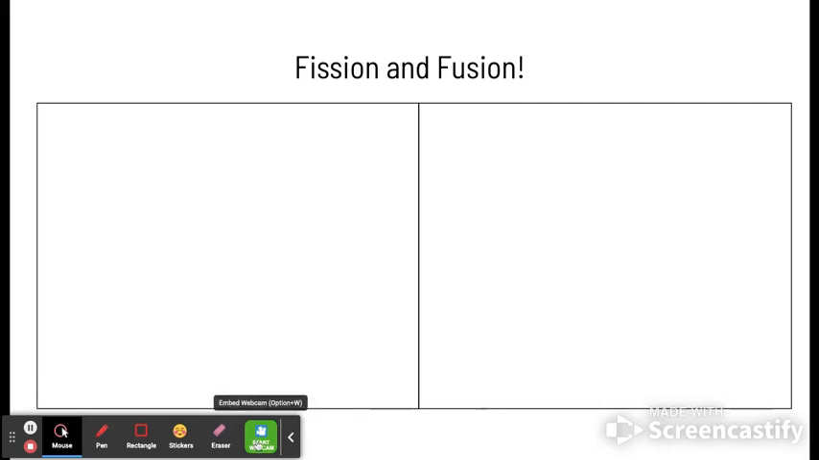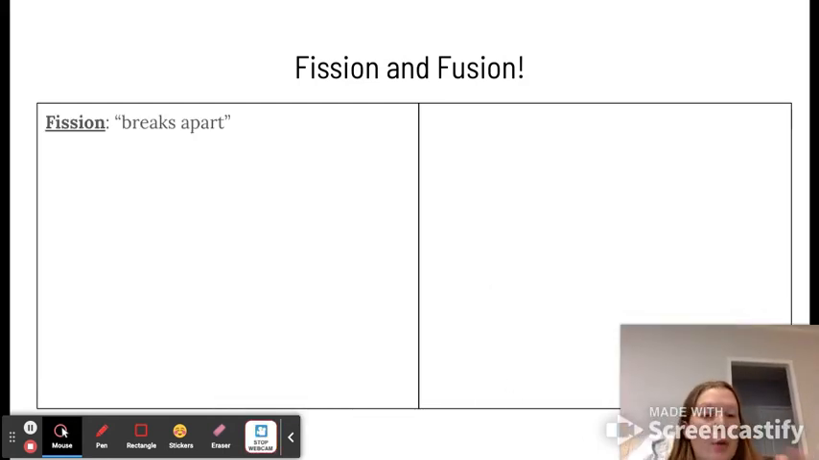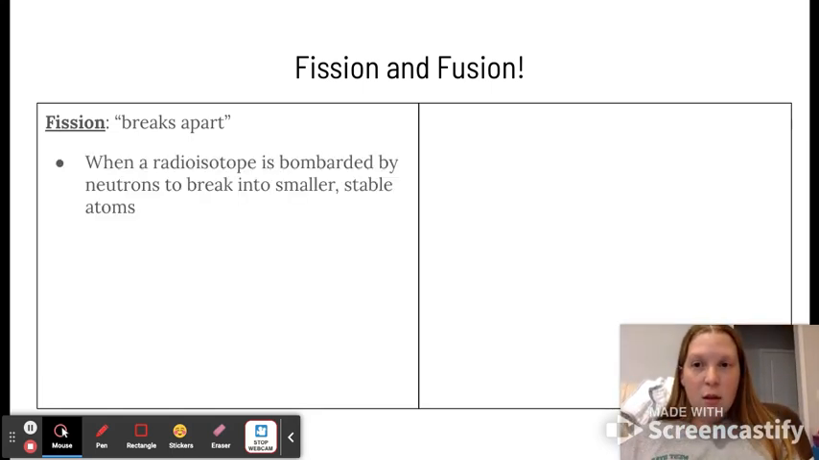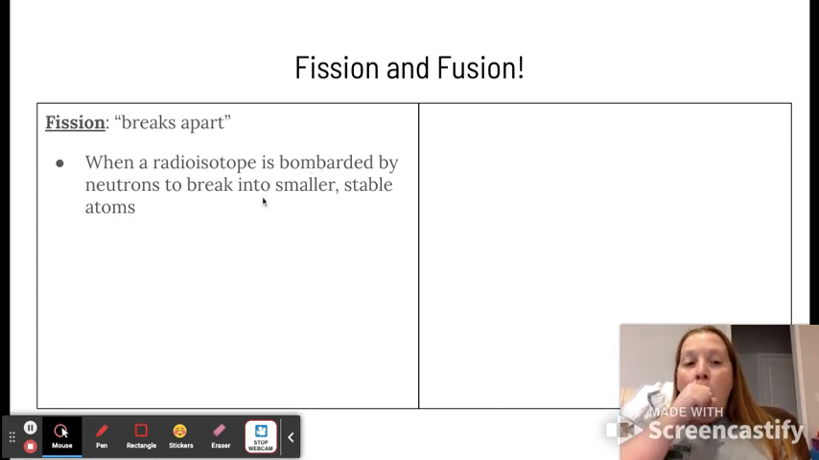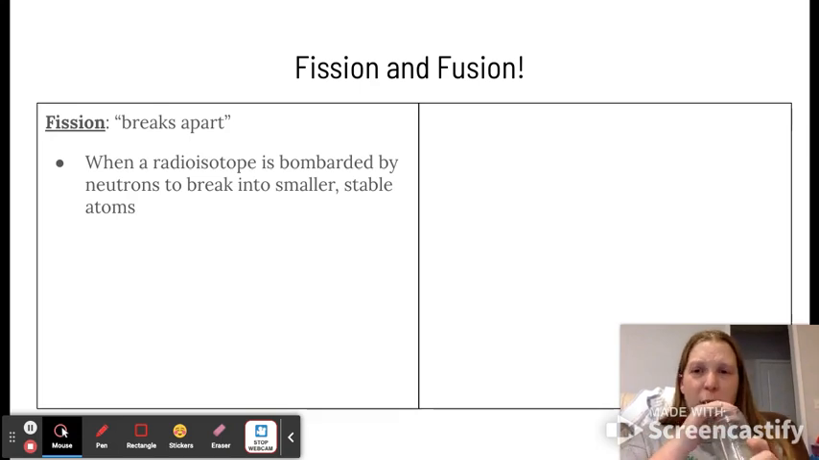Now let's discuss fission and fusion. Fission means break apart. So we're breaking into smaller things. And this is when a radioisotope is bombarded by neutrons to break into smaller, stable atoms.